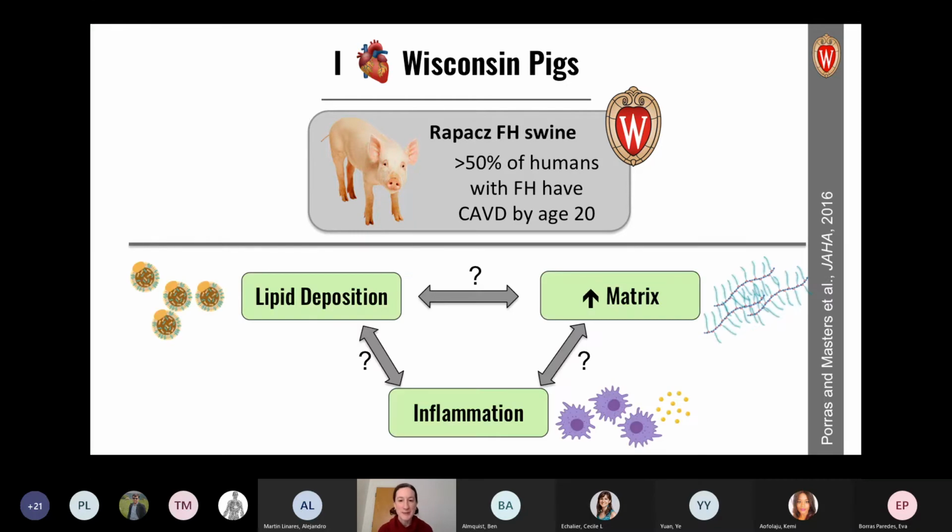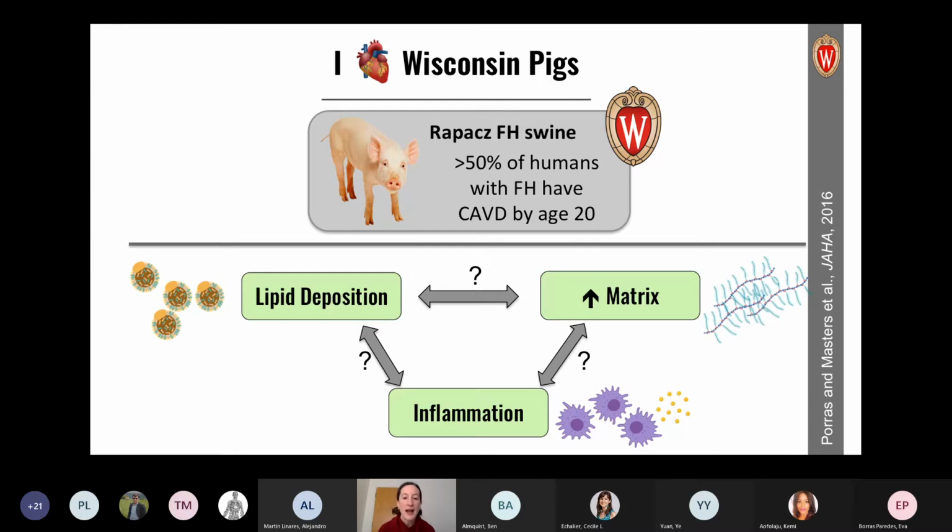We got this opportunity to study these pigs that have this mutation that gives them familial hypercholesterolemia, which is a genetic condition that occurs in humans. And these humans tend to get aortic valve disease at a really young age. And so it made it nice to be able to look at these pigs that were age matched to a person that would be getting the same disease at the same age.